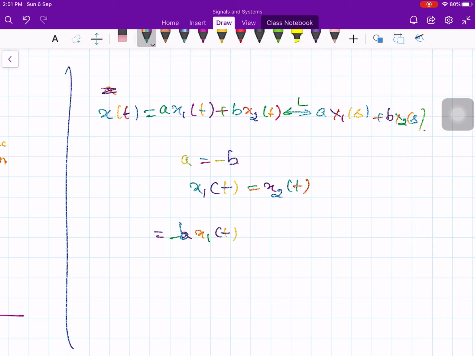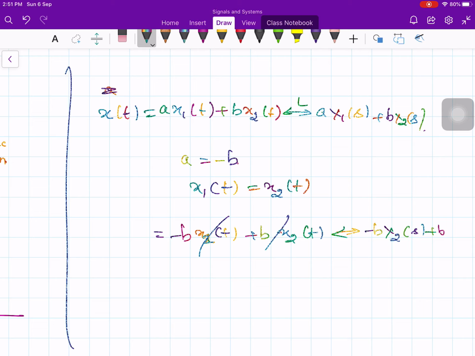Either way, okay. Minus b x1 of t, where x1 of t is equal to x2 of t, then plus b times x2 of t. Then this and that will get cancelled. Similarly, in the right hand side also, minus b times x2 of s plus b times x2 of s.